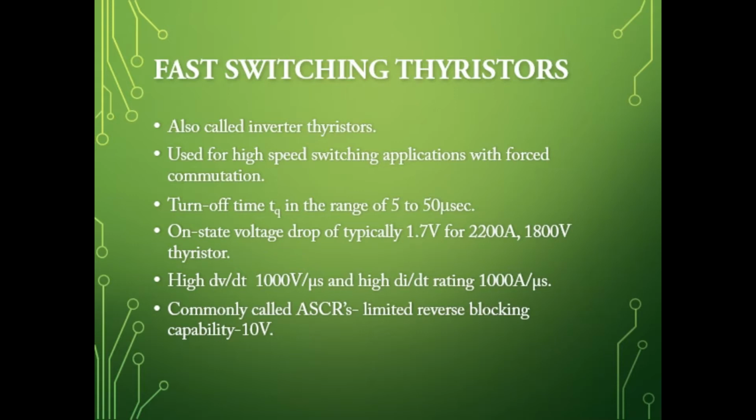This type of thyristor is also known as the inverter thyristor. The dV by dt is 1000 volt per microsecond and di by dt is 100 amperes per microsecond. This fast turn off and high di by dt, these two factors are very important to reduce the size of the components. Inverter thyristors with very limited reverse blocking capability are also available, which have a turn off time of 3 to 5 microseconds.